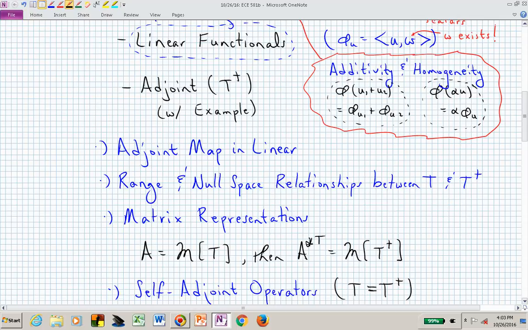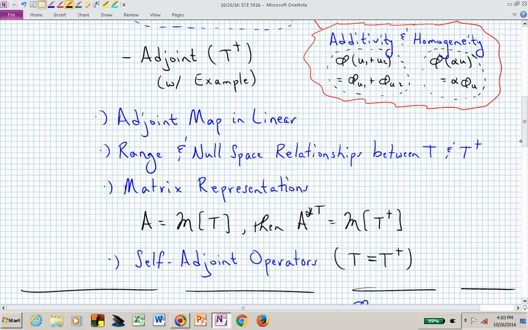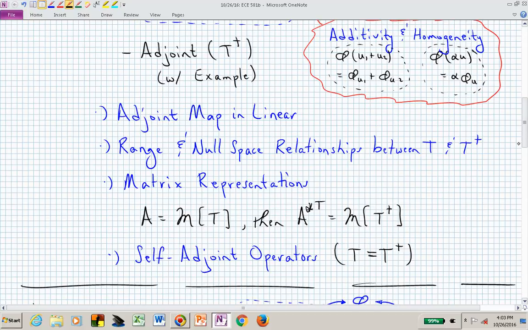And we'll show that the adjoint map is linear, which means that it needs to satisfy these 2 properties, additivity and homogeneity. We'll talk about the relationship between the map and its adjoint in terms of the range and null space and how they are related, and we'll show that, and then you can essentially do orthogonal complements to some of those lines of equivalent statements to achieve the additional lines.